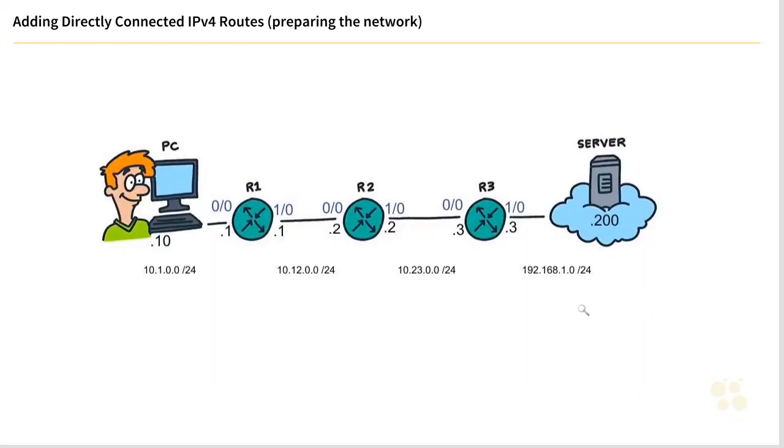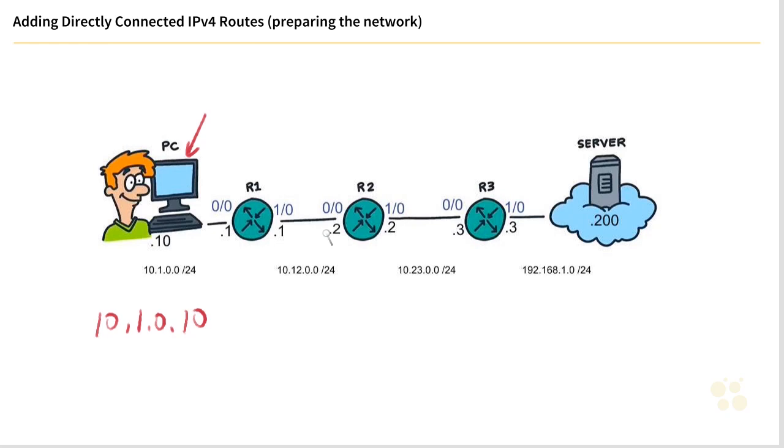So let's use this topology. And because you and I are going to get quite a bit of time in this topology, let's take a moment to make sure that we're clear and on the same page as to where stuff is. This computer right here is a Windows 10 computer, and it is on the network 10.1.0, as is router 1's interface 0/0, and the host address is .10. So the PC is at 10.1.0.10.